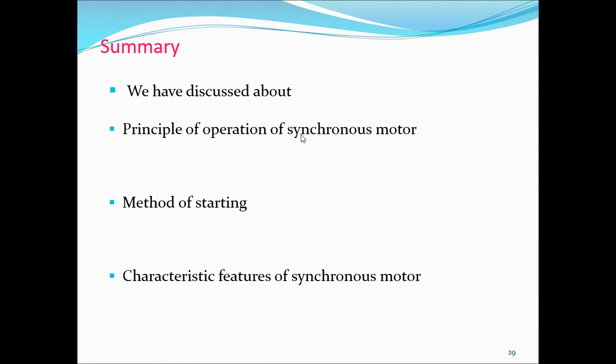Because both poles are rotating in one direction, the stator and rotor poles attract each other, or technically we can say they lock each other and rotate in one direction with the same speed. This locking is called magnetic locking. Sometimes they will ask this for 1 mark: what is magnetic locking? The attraction of stator poles and rotor poles is called magnetic locking, and it rotates at synchronous speed only. So that is the characteristic of the synchronous motor.